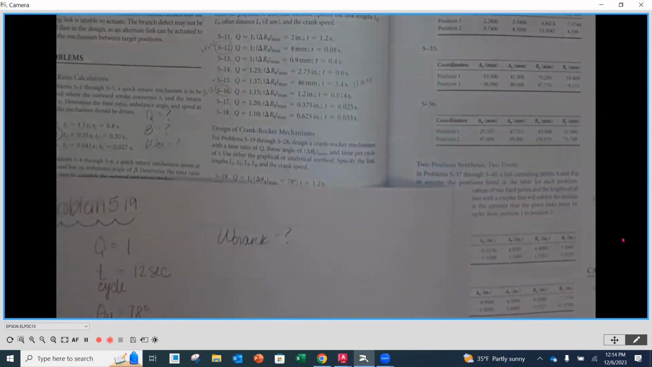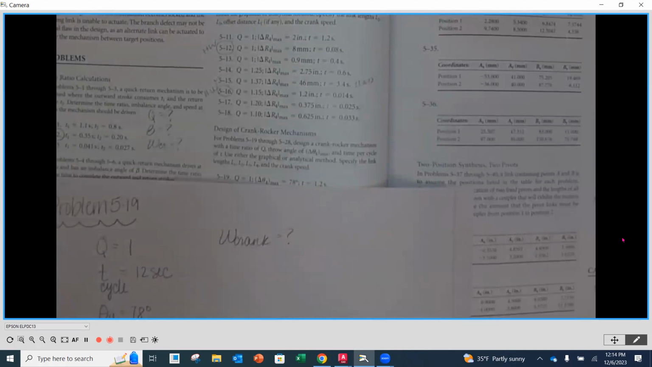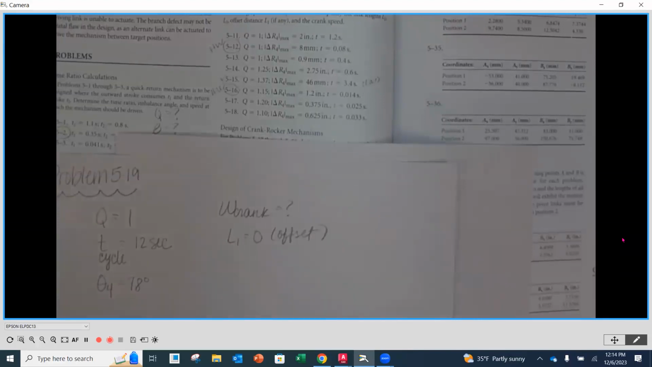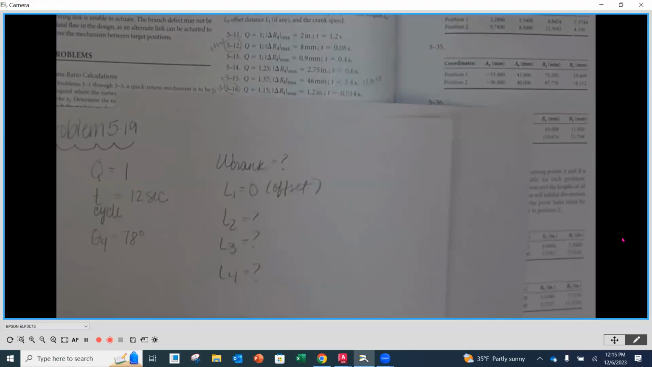We're going to need to determine now L1 is always going to be an offset. Since this is going to be in line, meaning that the position for the crank center of rotation and the position for the output, or link number 4, center of rotation, are in line with one another, L1 is actually going to be 0. So we don't have to worry about that. That's always an offset, so I'll put here offset. There is no offset. We have those in line with one another. And we're going to have to find what L2 is, L3 is, and L4. Okay, L2, 3, and 4.